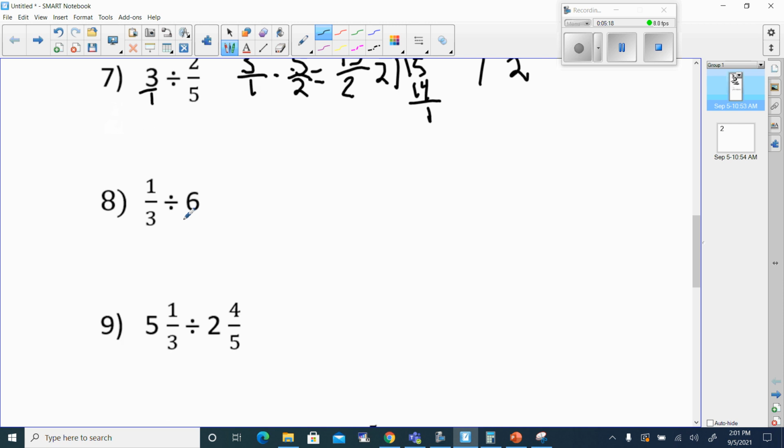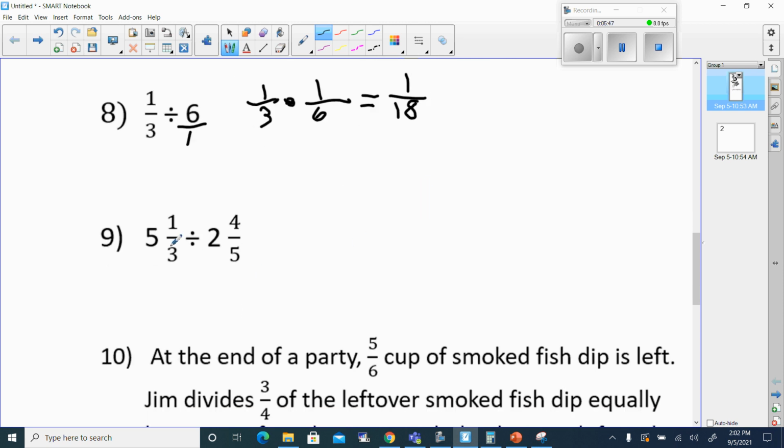All right, now we got 1/3 divided by 6. So we do keep change flip again, but this time we'll be keeping that 1/3 here, and we're changing the second number instead of the first one into a fraction, right? We are changing division to multiplication, and then we're flipping that second one to be 1/6. And that makes it really easy because 1 times 1 is 1, and 3 times 6 is 18, and there's no way to simplify that. That's our answer.